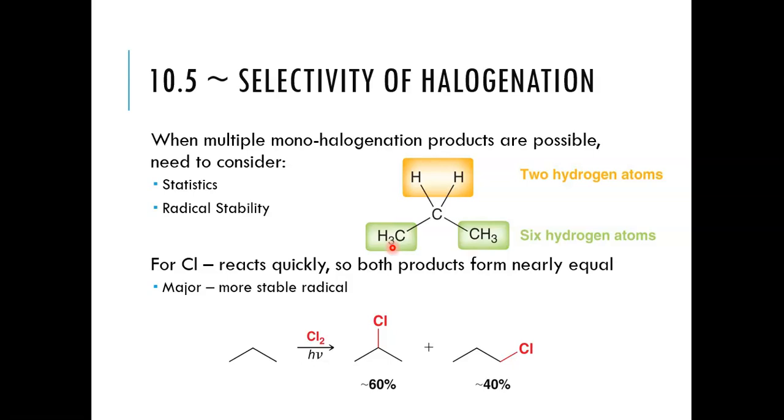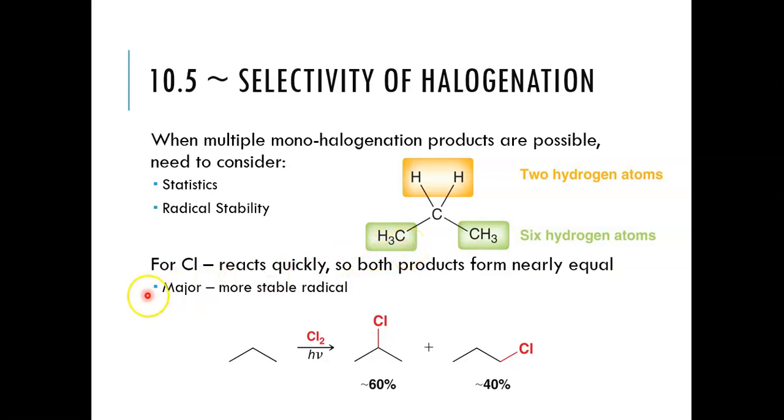Now because this is a symmetrical molecule, if we removed one of these hydrogens and replaced it with a halogen, it would give us the same product as if we did it over here. So it's telling us up here that there's two hydrogens that are in the same type of environment, and there's 6 hydrogens that are in the same type of environment. So when we're deciding what our major product is, we're looking at statistics, meaning how many hydrogens are in that environment that could have been removed to give us our major product. And we're looking at radical stability. When we remove one of these hydrogens, it will give us a secondary radical, and when we remove one of these hydrogens, it will give us a primary radical.